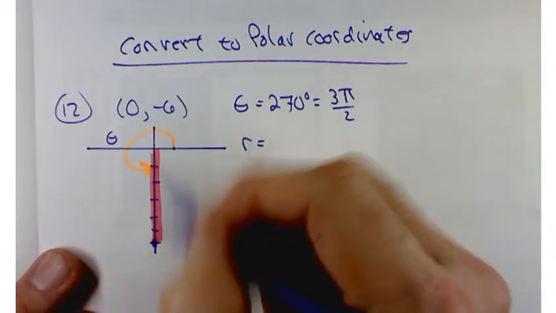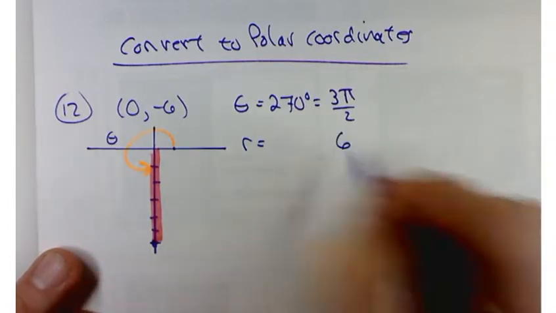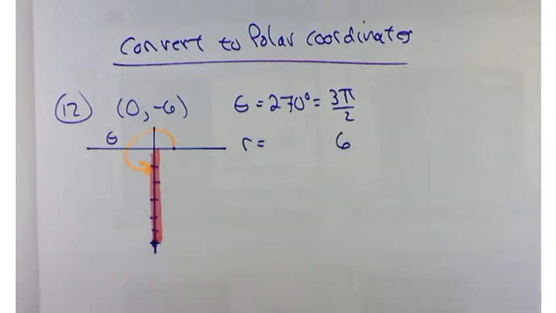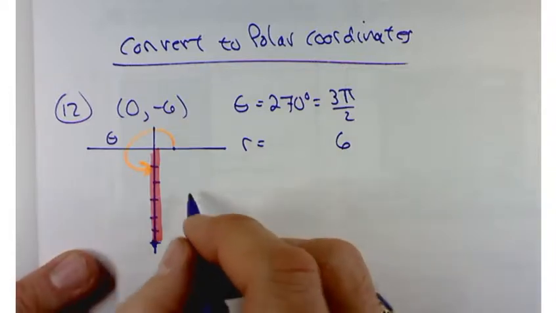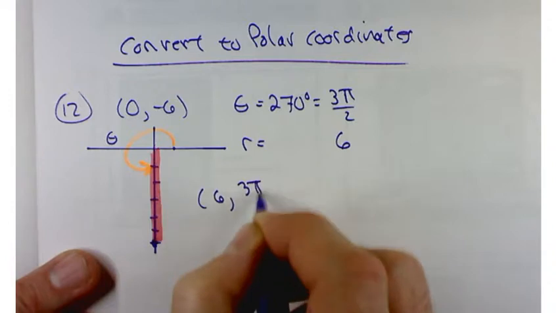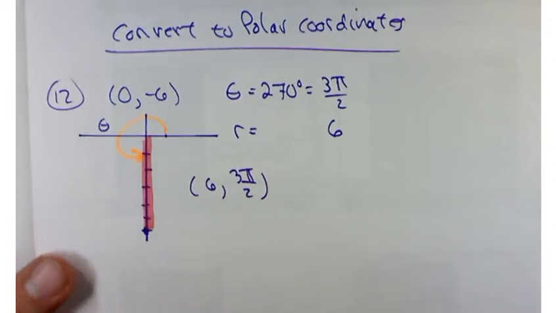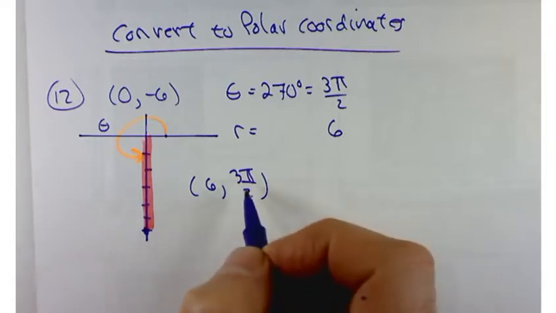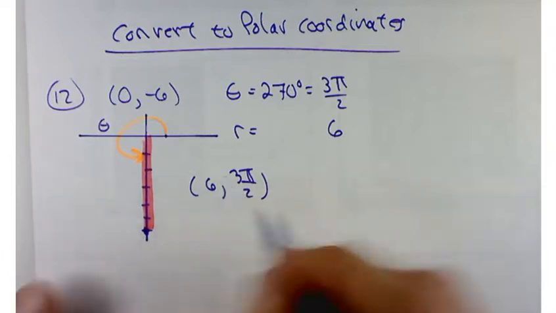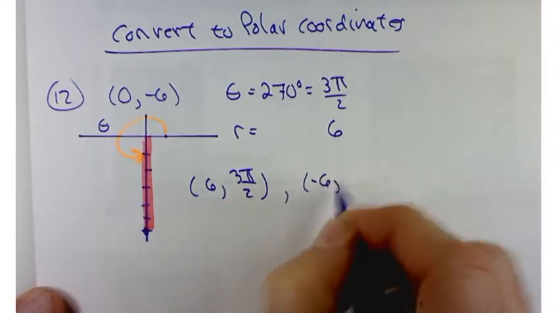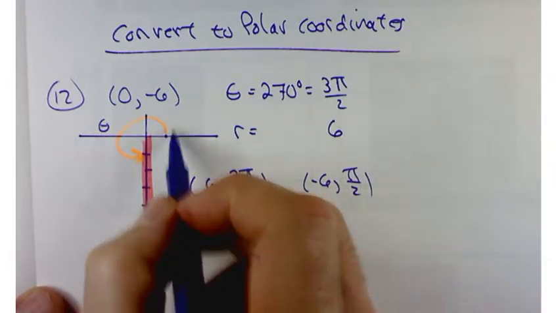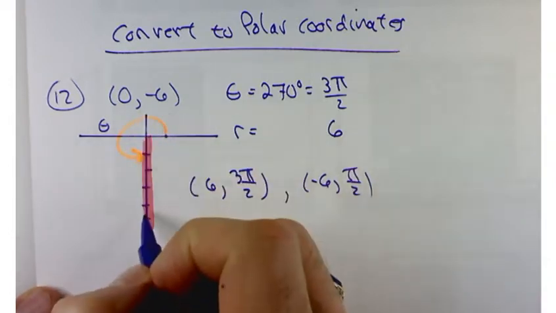And how about the radial distance? 6. Good. Not negative 6, positive 6. So equivalently, this point would be 6 and 3 pi over 2. Yeah, that'd be an equivalent way. So that's something that's kind of interesting about polar coordinates, is that there's a lot of different names for this point. So the one that you just mentioned would be negative 6 and pi over 2. That would work because pi over 2 would put you here. Negative 6 would bring you down here.